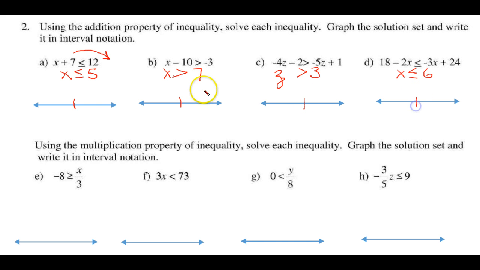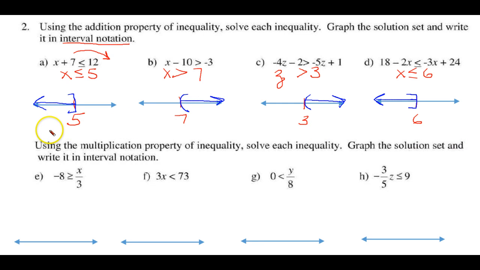Let's see what you get. We've given you the answers, put them on the number line, and also write the interval notation. We'll check your work. So these are the graphs. Now let's put it in interval notation. So it's coming from negative infinity, comma, 5, bracket. Starting at 7, 7's not included. Starting at 3, 3's not included. And coming from negative infinity up to 6, 6 is included.